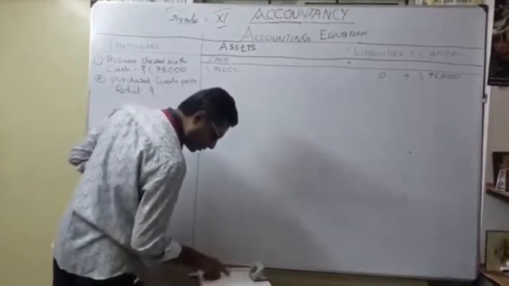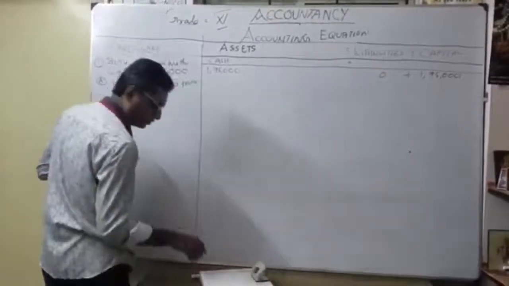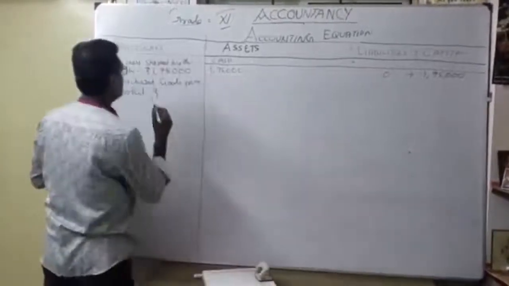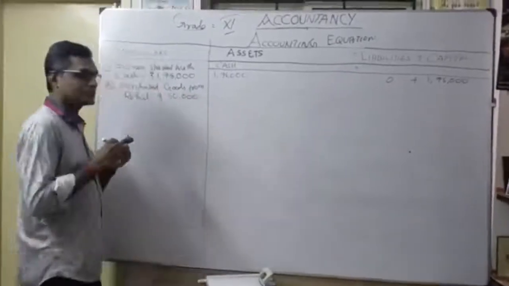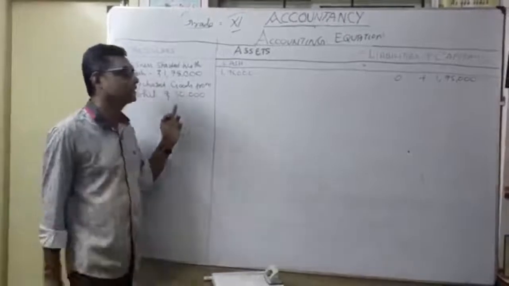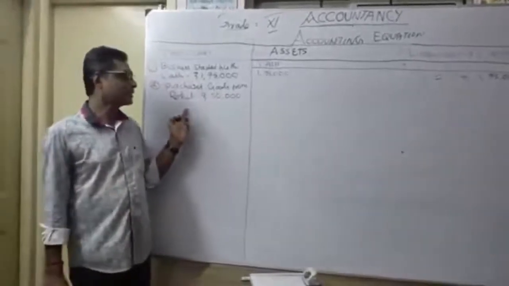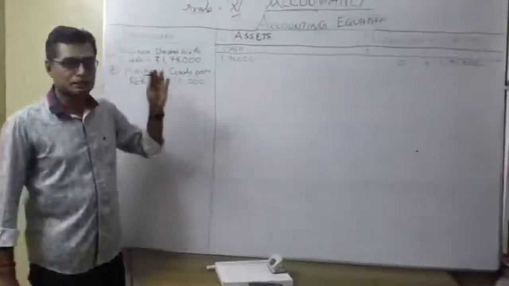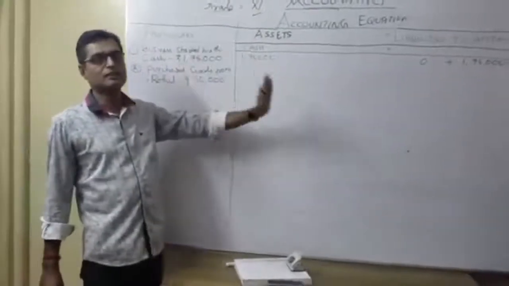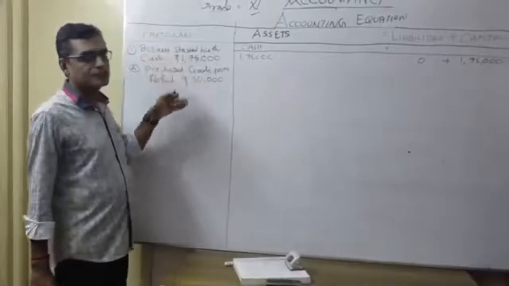So, purchase goods from Rohit, how much? 50,000. So how to write the equation? That's what you want to discuss. First you want to identify what variables are affected, then what the effects of the transaction are. Thereafter, the equation. In the previous class we discussed them individually. Now you are collecting each and every transaction.